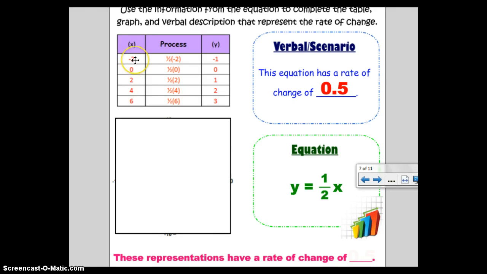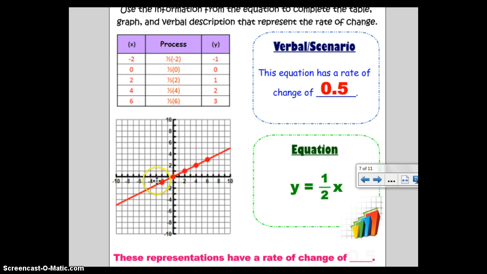I can use negative values for x because I am just given an equation or a verbal situation. My 1/2 does not have any meaning for a real life problem, so my values for x can be negative. So as I look at my points, I have a -2, -1. So I'll go to the left 2, down 1. This does go through the origin at 0, 0, so it is multiplicative. The point 2, 1 means go right 2 and up 1. My rate of change will be 1/2 or 0.5.